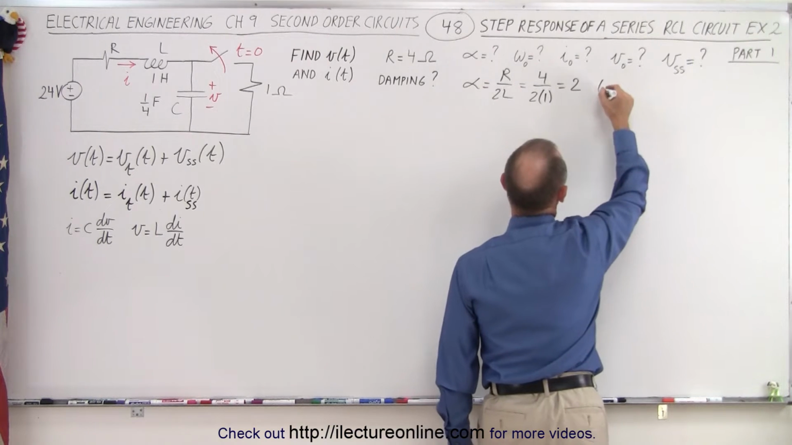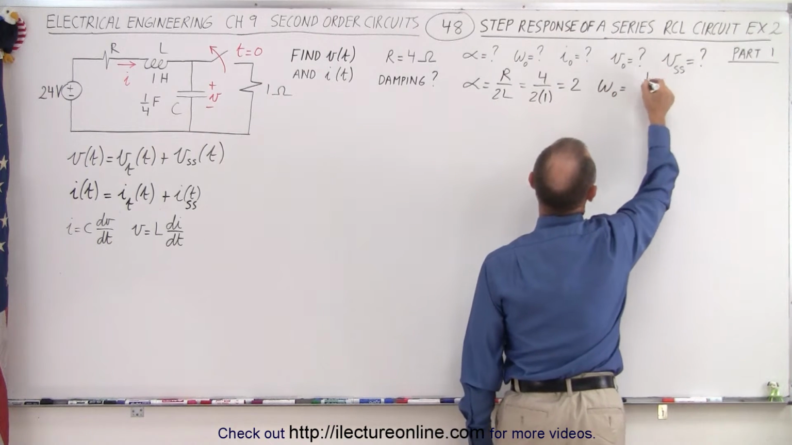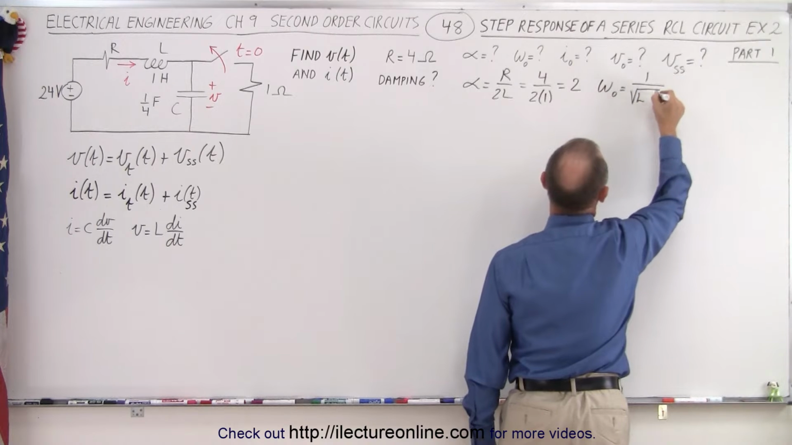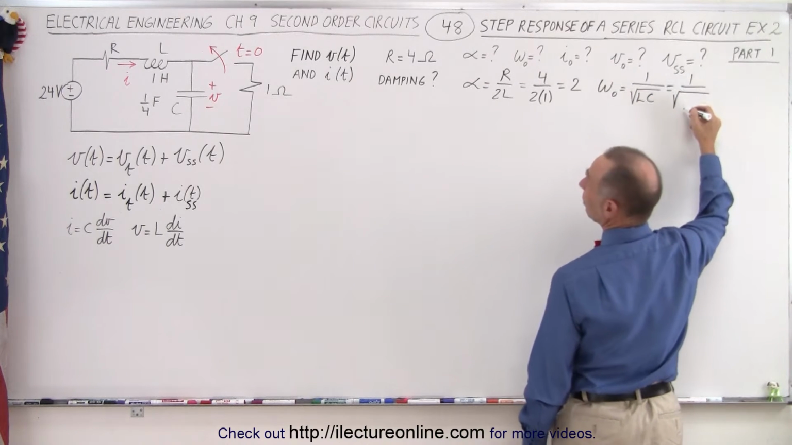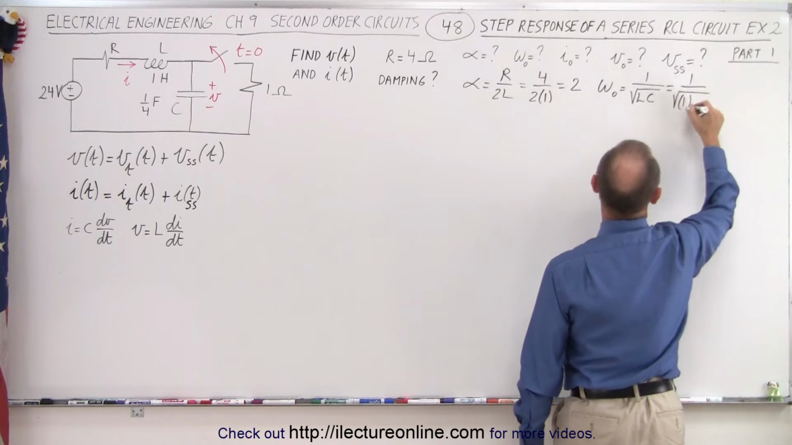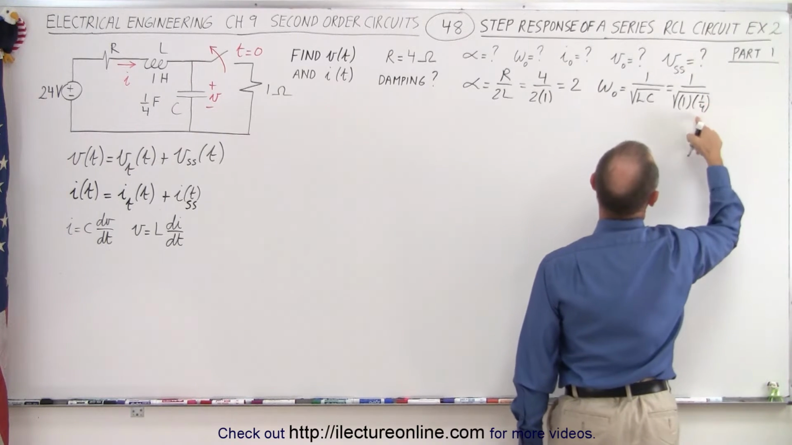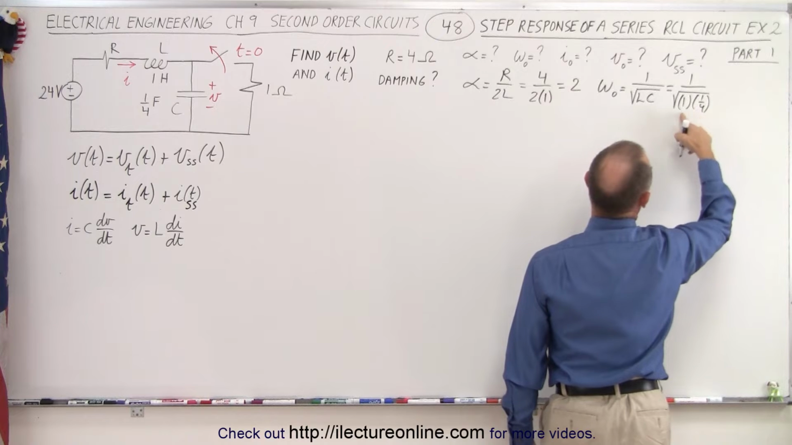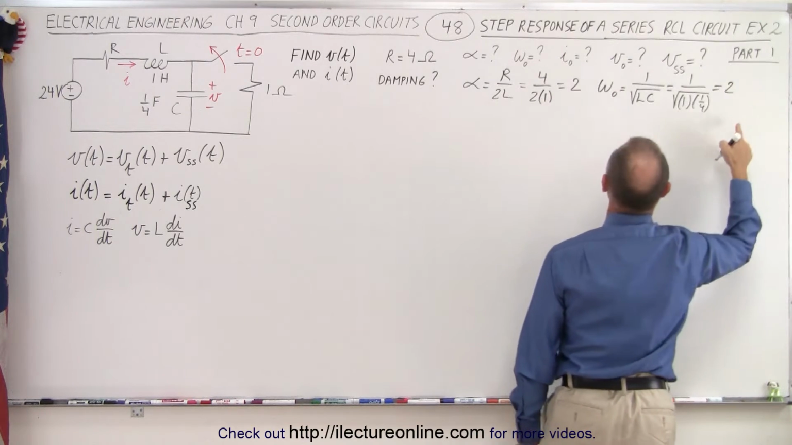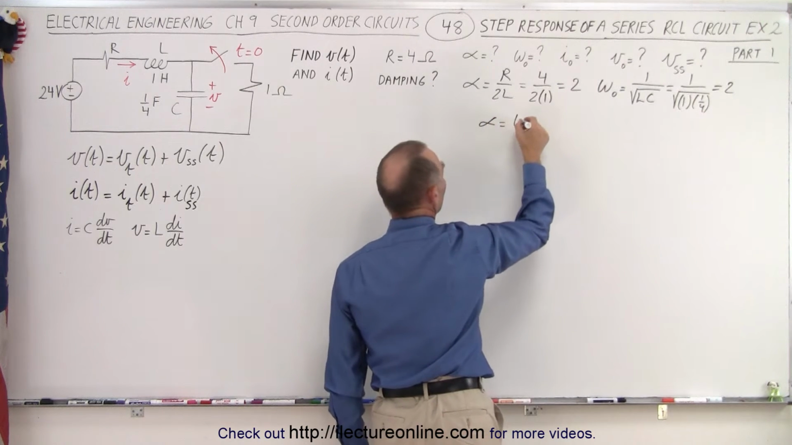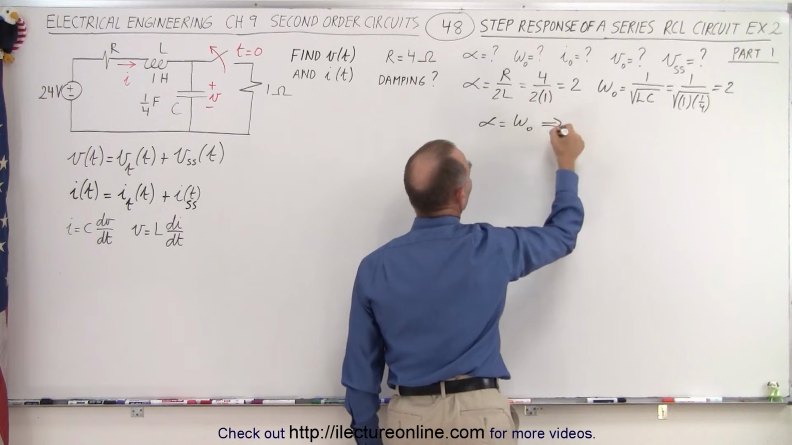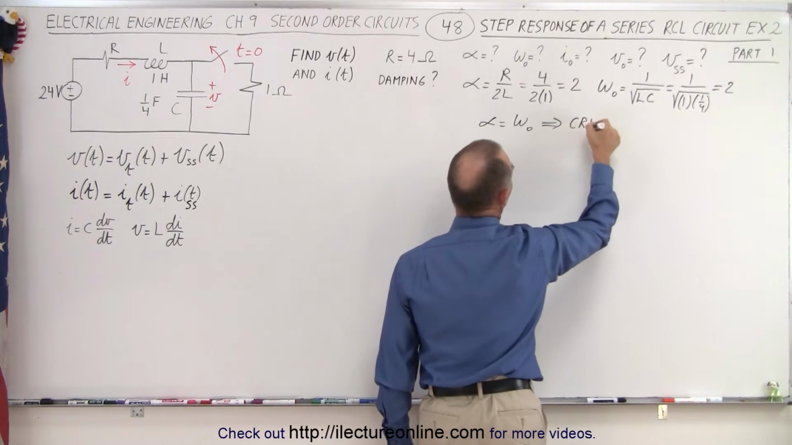Now we find omega sub naught, and by definition, omega sub naught is 1 over the square root of L times C, which in this case is 1 over the square root of L, which I believe is 1, and C, which is 1/4. Notice that would be 1/4, take the square root, is 1 over 2, that becomes 2 as well. And notice that these are equal to each other, so therefore alpha equals omega sub naught, which means that we're dealing with critical damping.